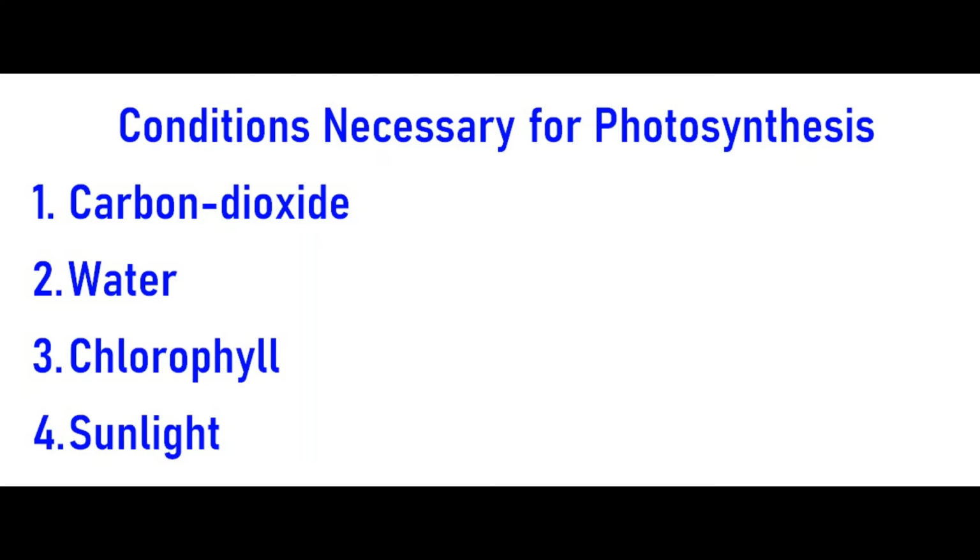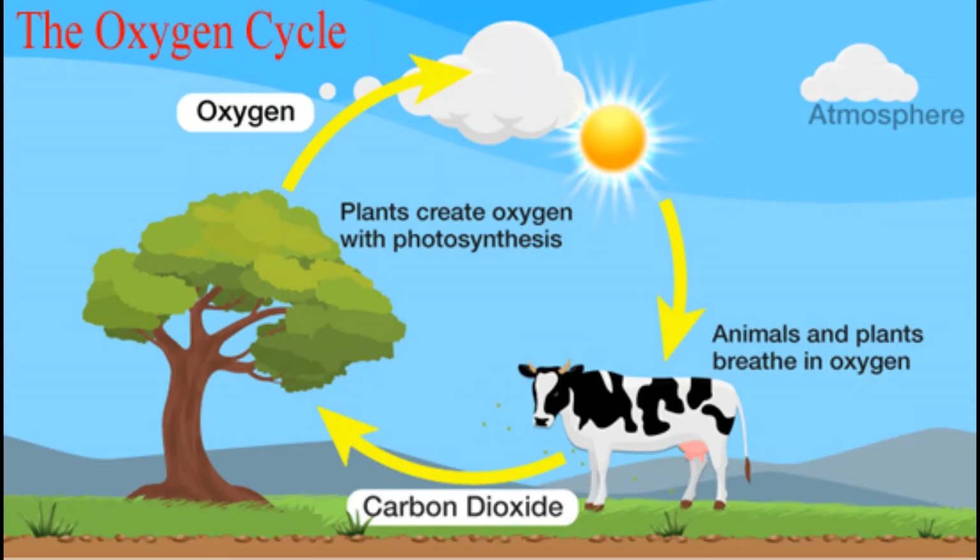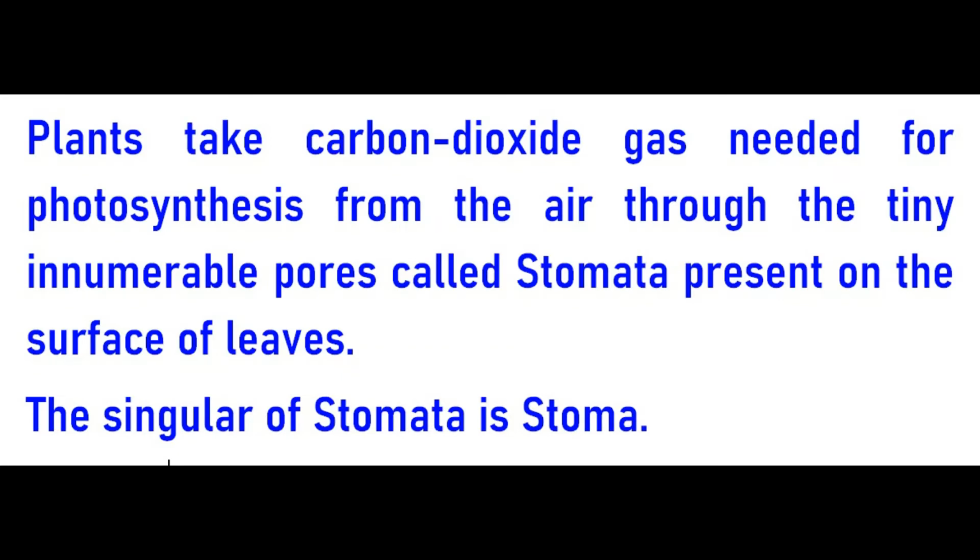we also get a very important function done apart from getting food. We also replenish the oxygen in the air through the process of photosynthesis. This is called the oxygen cycle. You will remember that we breathe out carbon dioxide, the plants take it and make food for us, and also in the process replenish the oxygen in the air. Now let us move forward to the next part.